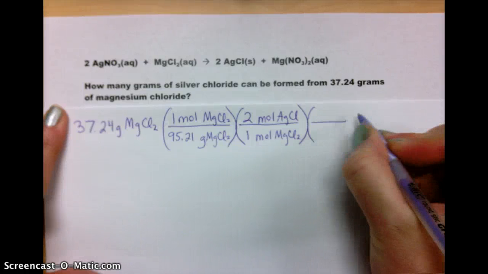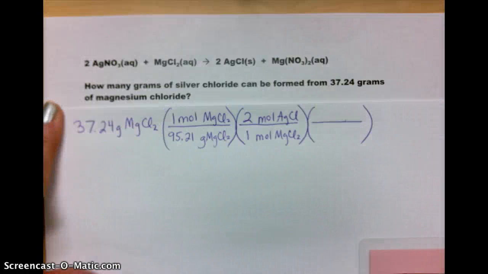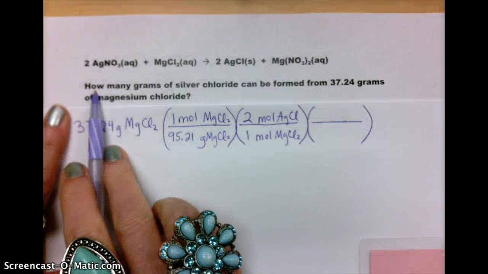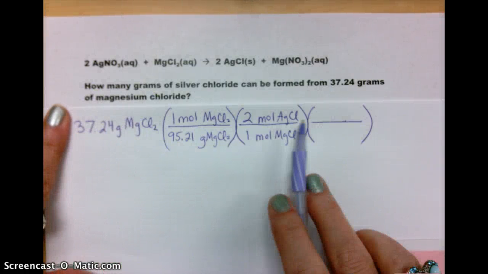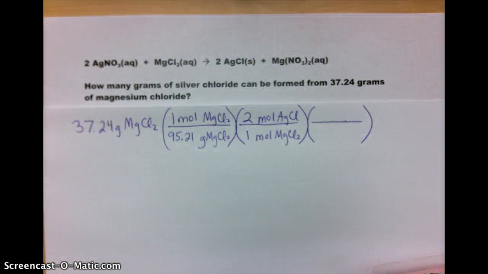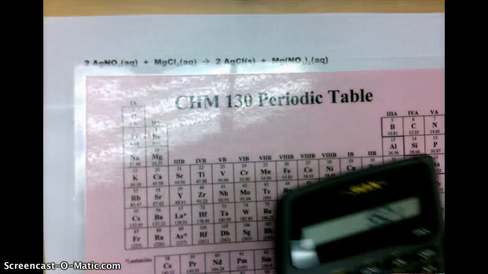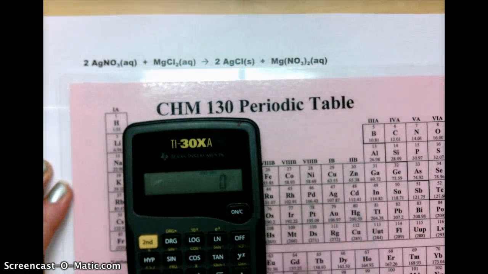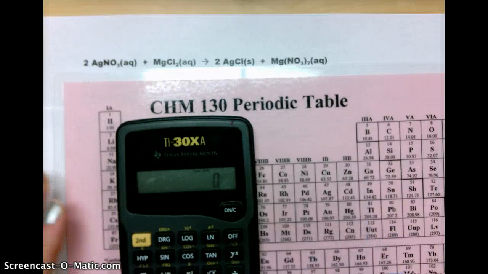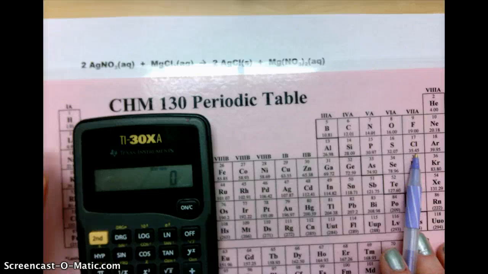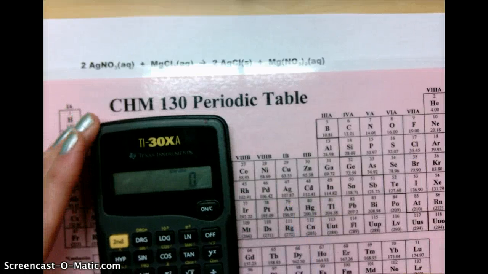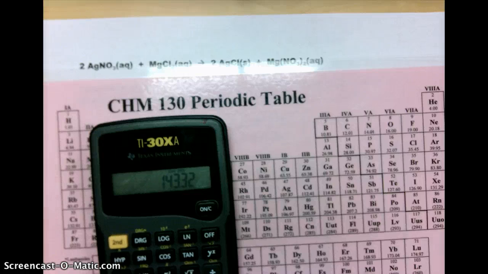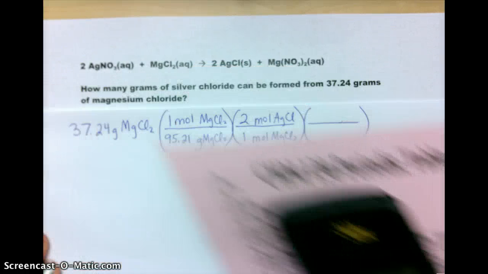After the mole ratio step, we have to think, where are we going? And we are going back to grams because the question asks how many grams. So I need grams of AgCl. So since I'm needing a molar mass, I go back to my periodic table. This time I'm adding up the molar mass of AgCl. So I need 1 Ag and 1 Cl. Ag is 107.87 plus the Cl is 35.45. That gives me 143.32 grams in 1 mole.